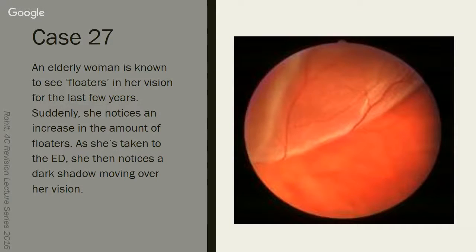Okay, so next one. An elderly woman has been seeing floaters in her vision for the last few years, which is normal for most people. For older people, she notices an increase in the amount of floaters. As she's taking the ED, she notices a dark shadow moving over her vision.